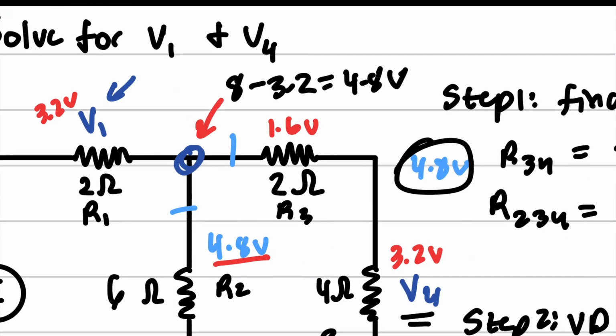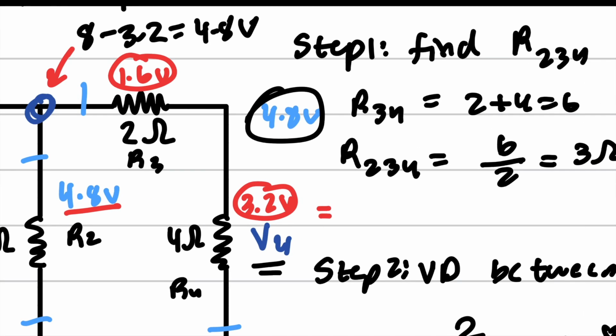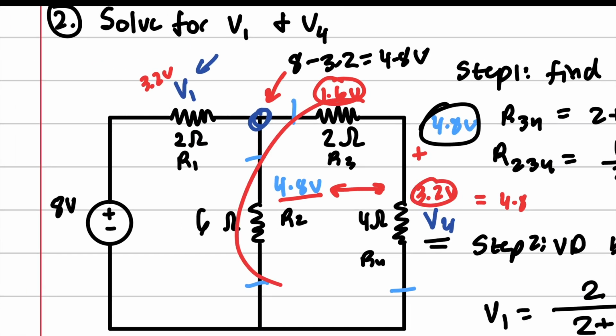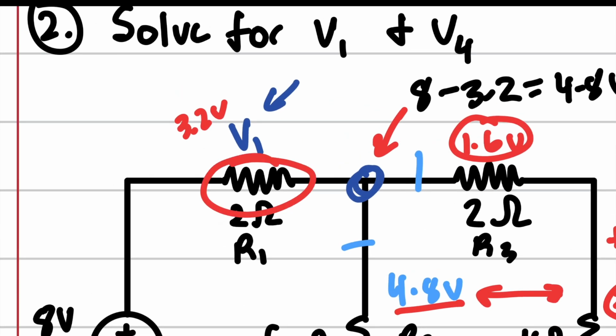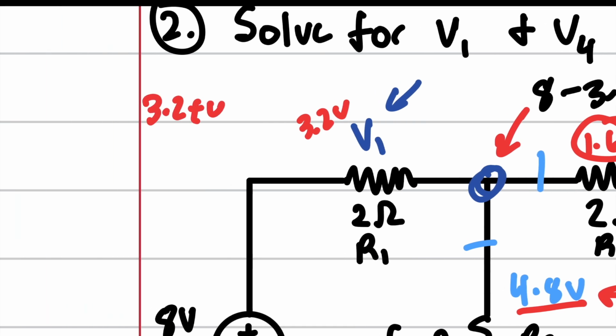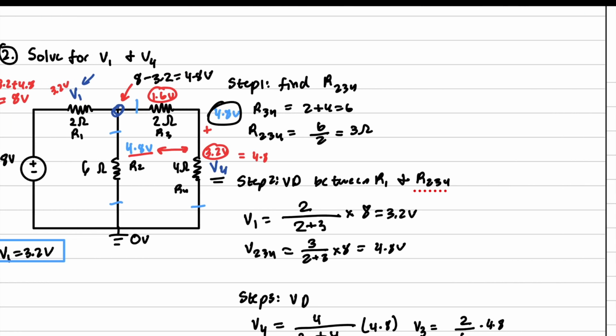Well, as we can see here, 1.6 and 3.2 add up to 4.8. So we know that right here, 4.8 and 4.8 are the same. So this entire configuration right here sees 4.8 volts. And this configuration right here, or just this resistor, sees 3.2 volts. And 3.2 plus 4.8 equals 8 volts total, which corresponds to the fact that this right here is 0 volts or ground. So that is how you use a voltage divider.